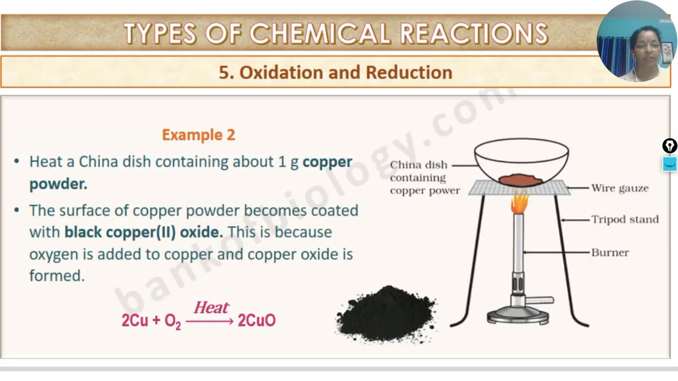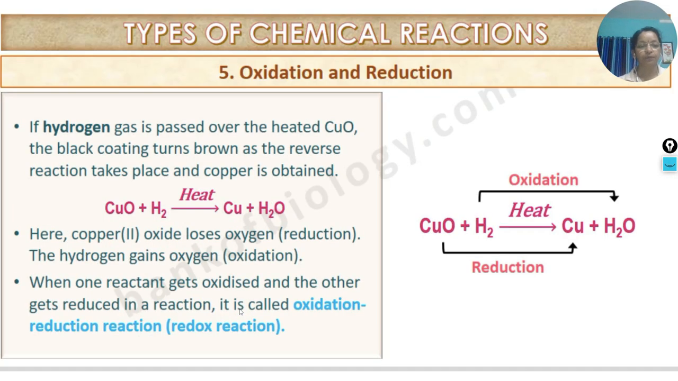The second example shown here is heating of copper in a China dish. Copper is reddish brown in color. On heating, it becomes copper oxide, which is black in color. The reaction is given here: Cu plus O2 gives CuO, black copper oxide. So copper is gaining oxygen. It is an oxidation reaction.